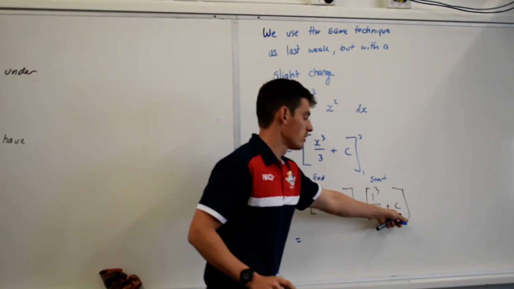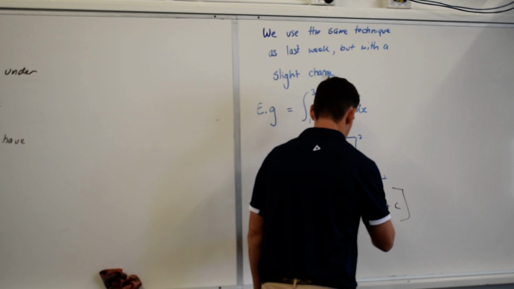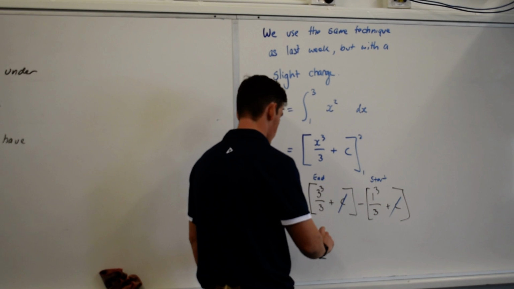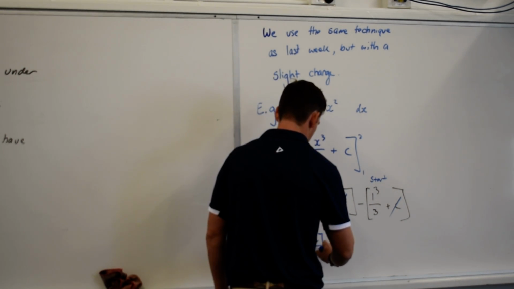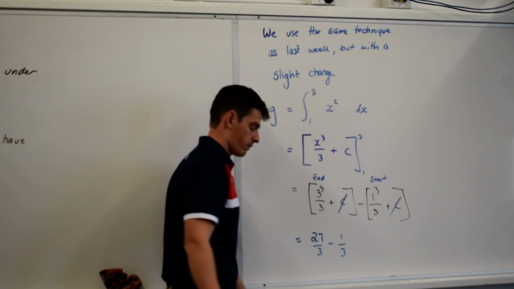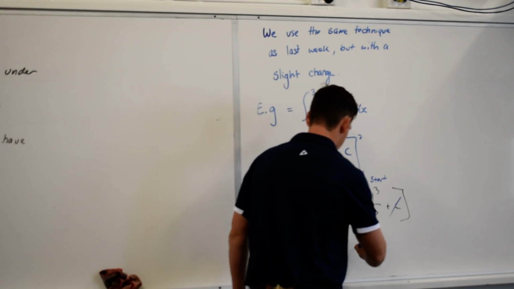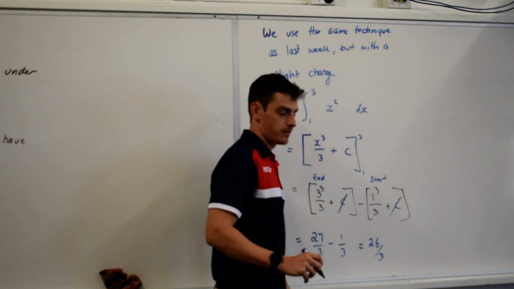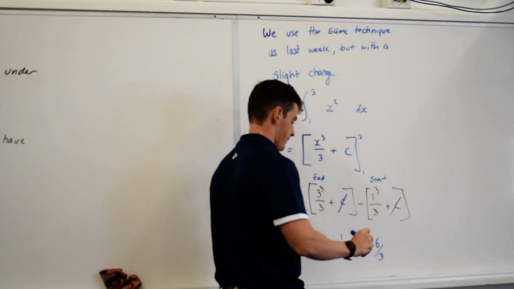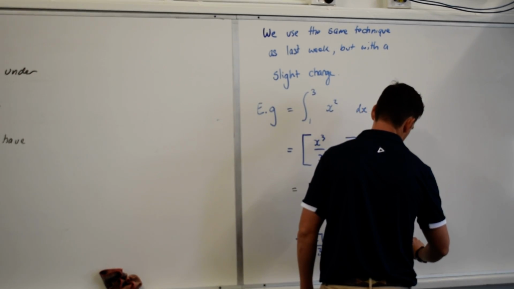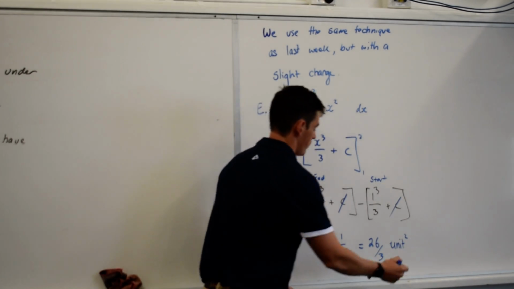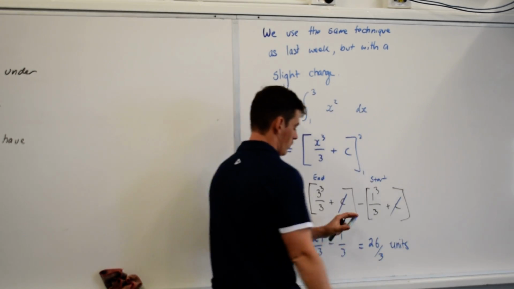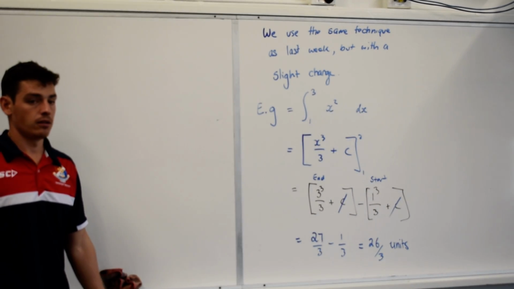What's going to happen to plus c minus c? What happens to those? Plus C, minus C, they cancel. So what am I left with? 27 over 3 minus 1 over 3. 26 over 3. What am I missing? It annoys me, but what am I missing here? Units, whatever you want to do. I'll just call it units for now. Units is fine.